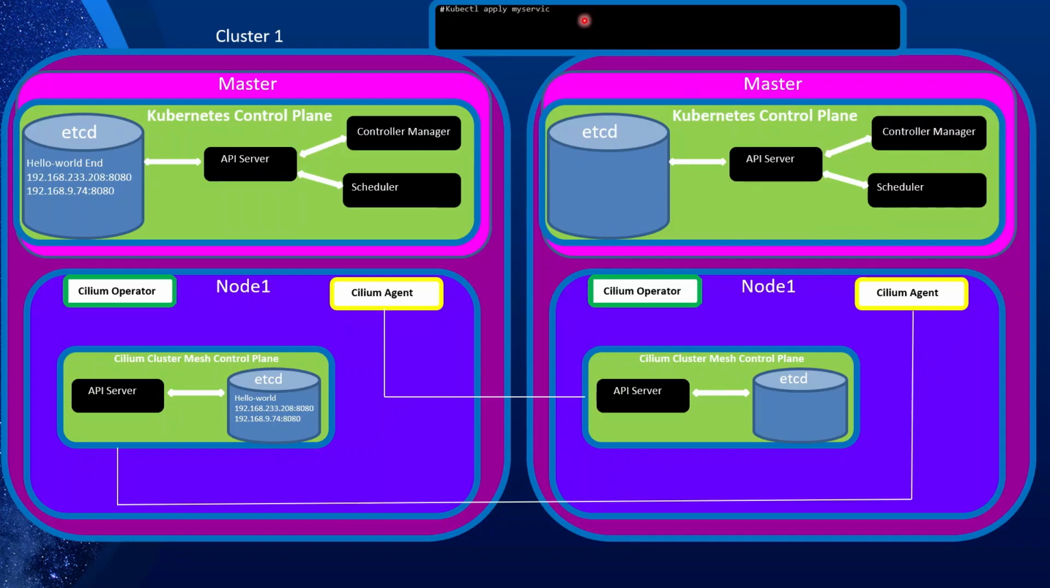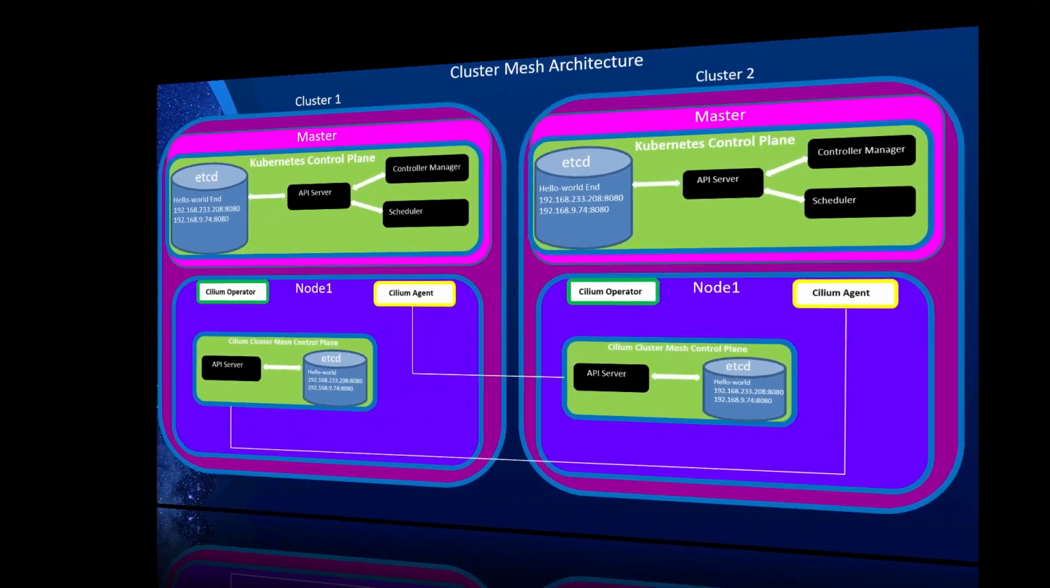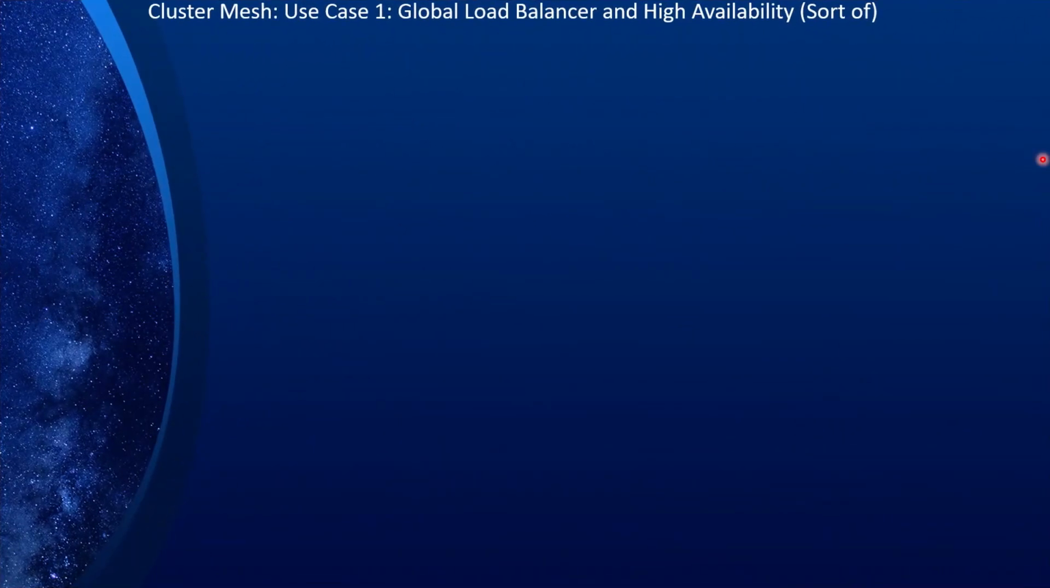And on cluster 2, we do the same thing. We deploy the YAML, and then we run it. It goes through the same process, and that's how it's done. Now let's see how global load balancing and high availability works. And I said sort of high availability because it doesn't really provide full fault tolerance yet. I'll talk more about that a little bit later.